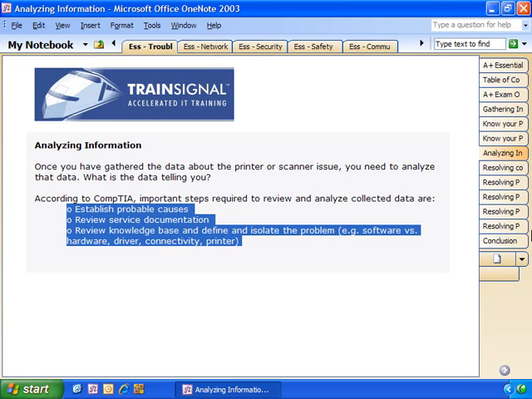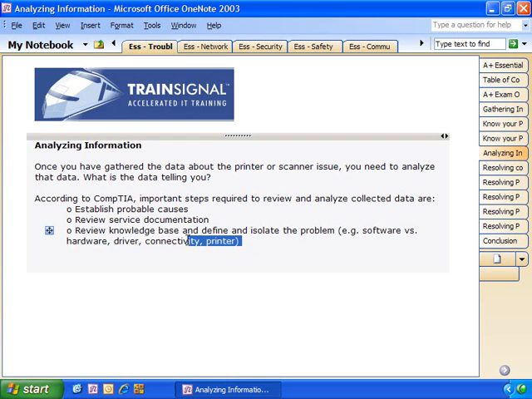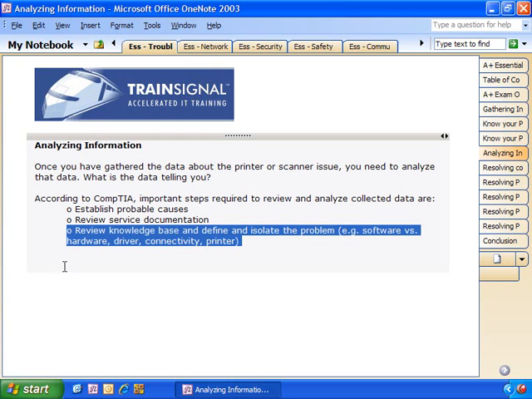Well, laser printers have the same thing. They have this maintenance kit that has to be changed after so many tens of thousands of pages have been printed. So when was the last time that maintenance kit was replaced, and is it time now for the maintenance kit? Review the knowledge base and define and isolate the problem.